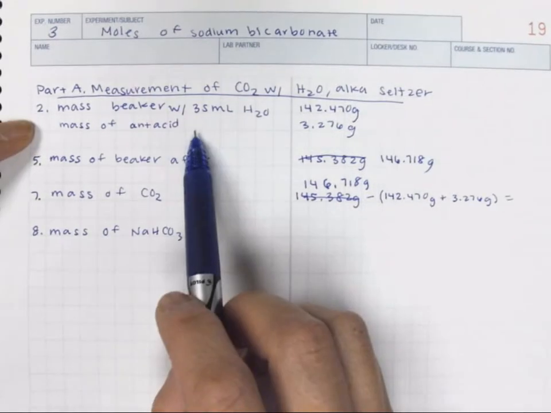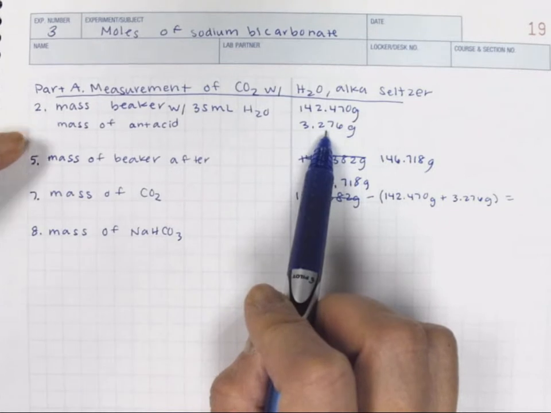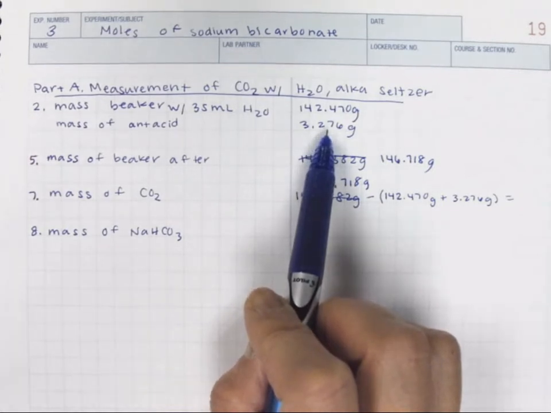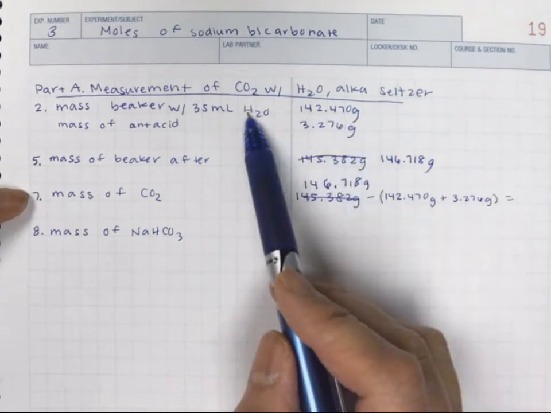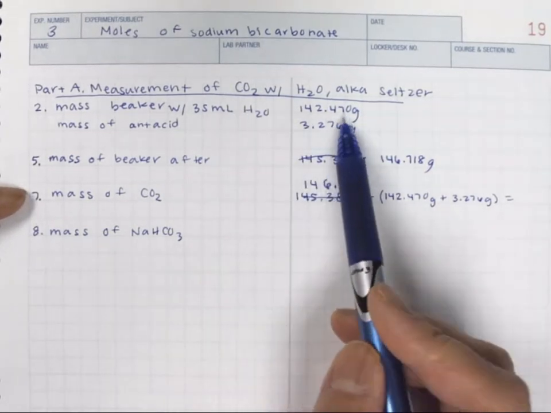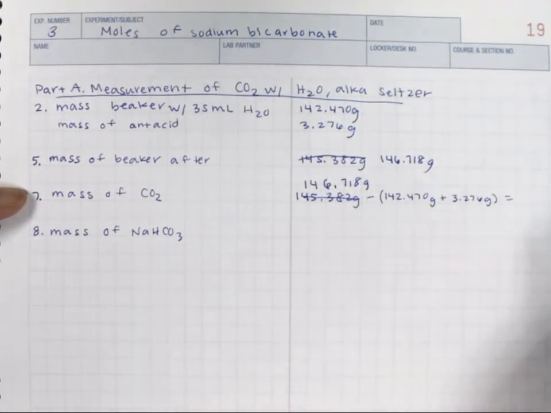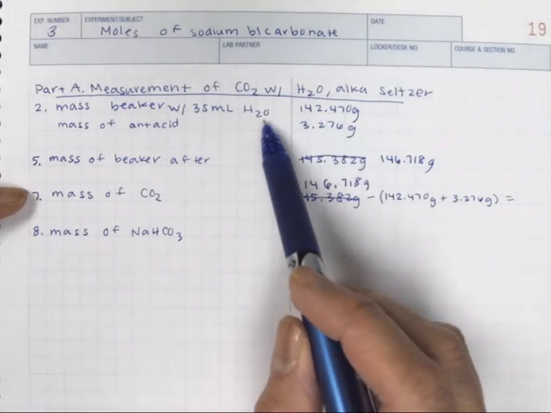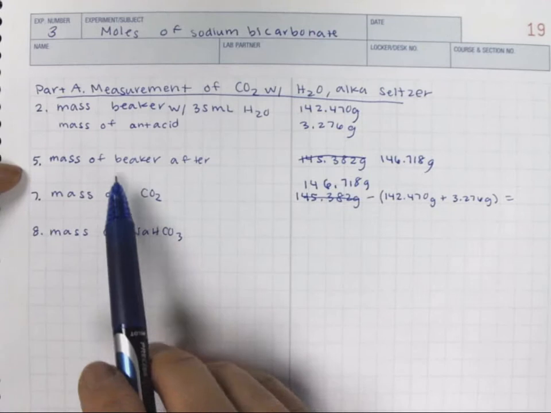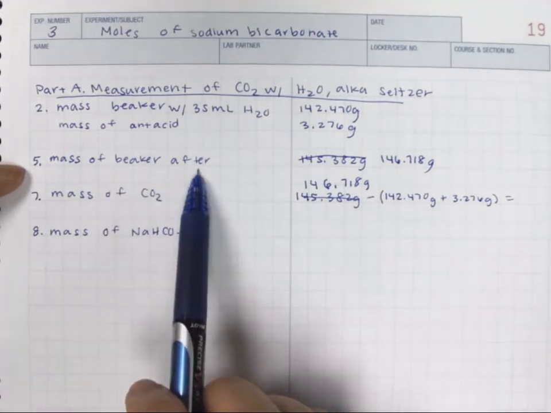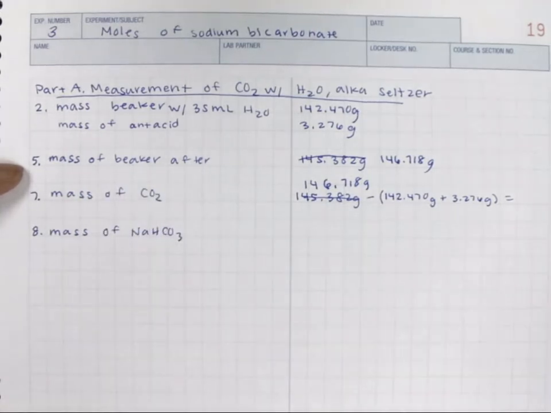And then you had the mass of the individual antacid tablets, and they should be similar for all of them, but you should have gotten a mass for each individual tablet. And this mass of water plus vinegar should be the same for all of the trials. Not exactly the same, but it should be measured for each trial. And then you would have collected a mass of the beaker after the CO2 evolved.